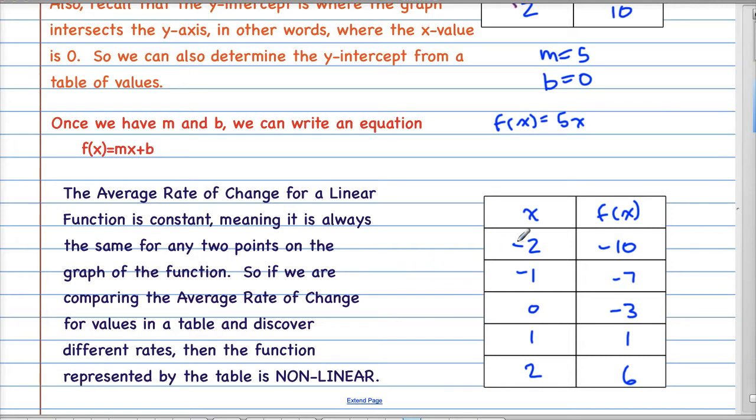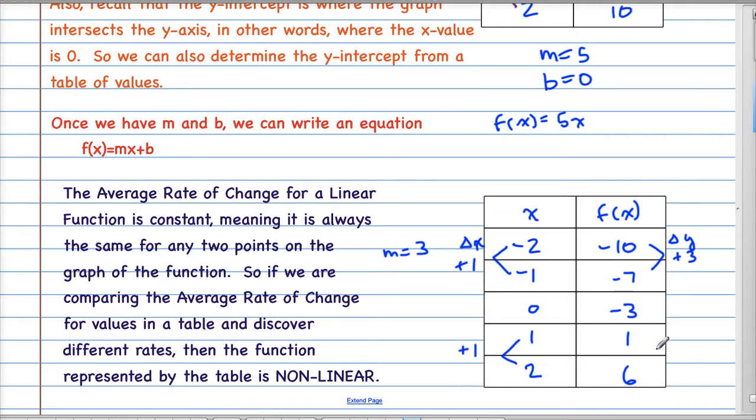So if we're comparing our 2 points here on our table, and we discover that the average rate of change is giving us different rates, then the function that we have here is going to be nonlinear. So for example, if I look at this table and I compare my delta x, right, the change between these two x values is +1, and then I look at my delta y over here, and the change between -10 and -7, that's +3. Okay, so here my slope would be +3 over +1, or my average rate of change would be 3.